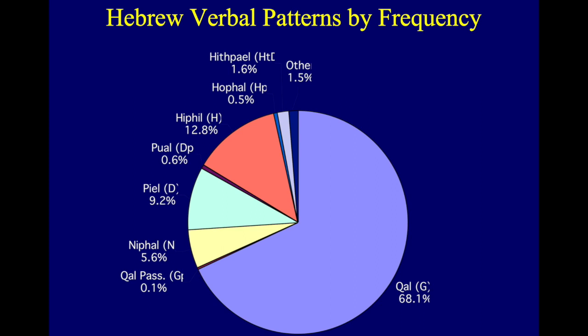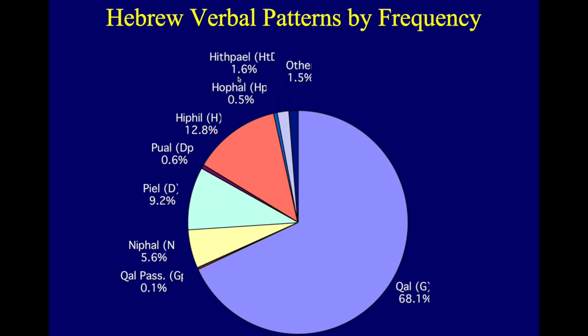Just to show you in the Bible, Qal verbs account for almost 70% of verbs in the Bible. You can see that the Piel verbs, that kind of intensive or stative kind of verb, are about 10% of verbs in the Bible, and a little over 10% are Hiphil, those causative verbs.